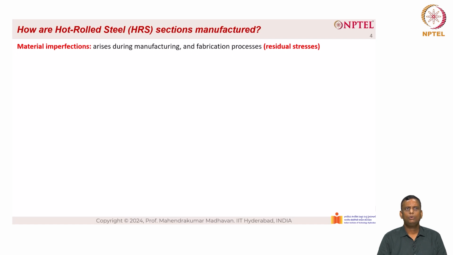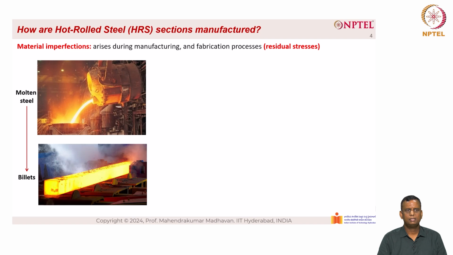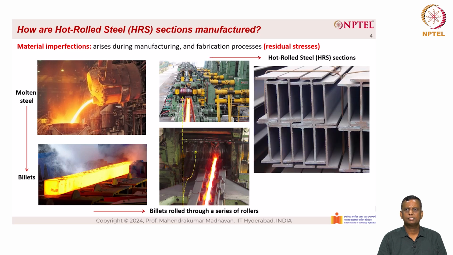Now let's look at how hot rolled steel sections are manufactured. Hot rolled steel sections are manufactured from molten steel. From molten steel, it is formed into billets. As you can see here, the billets are in red hot condition. Basically, it is malleable at this stage. The billets are rolled through a series of rollers. The rollers actually produce the desired shape. From the desired shape, we can get our I-sections, channel sections or angle sections, as you can see from the right hand side. The uneven heating and cooling process introduces locked-in residual stresses in the cross-section.